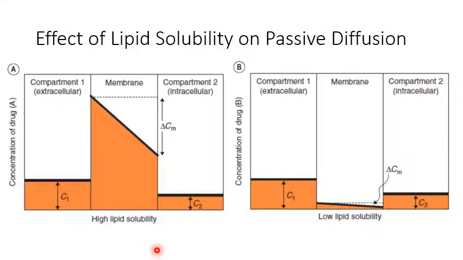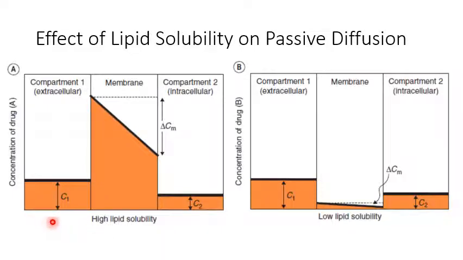Effect of lipid solubility on passive diffusion. As we said before, when a drug has higher lipid solubility or lipophilicity, this enables it to pass the biological membrane. This is because biological membranes are composed mainly of a phospholipid bilayer, which is a highly lipophilic component of the biological membranes or cell membrane.